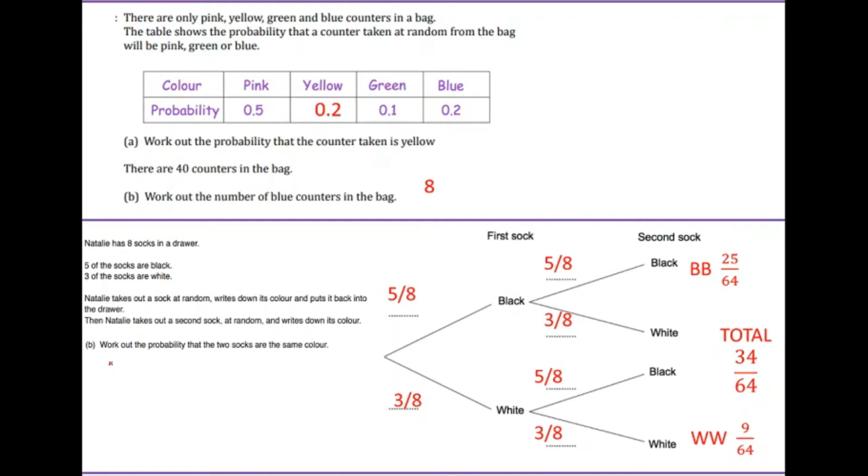On the second one, as you can see, because it wants 2 socks the same colour, I've gone for black and black and white and white. And there is a total of 34 out of 64. Remember, there's no need to simplify your fraction for that.